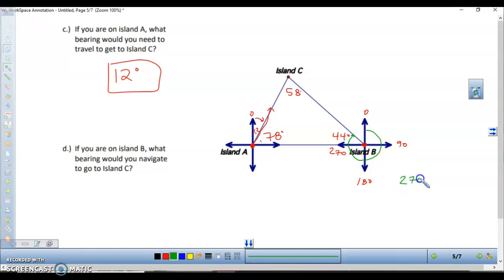So 270 plus those 44 degrees that are inside of that triangle, and 270 and 44 gives me what, 314? Better double check, it's early still here. Yep, 314 degree bearing. So from here all the way around is 314 degrees. So that'd be a bearing of 314 degrees. Sweet. Alright, and then the last problem.